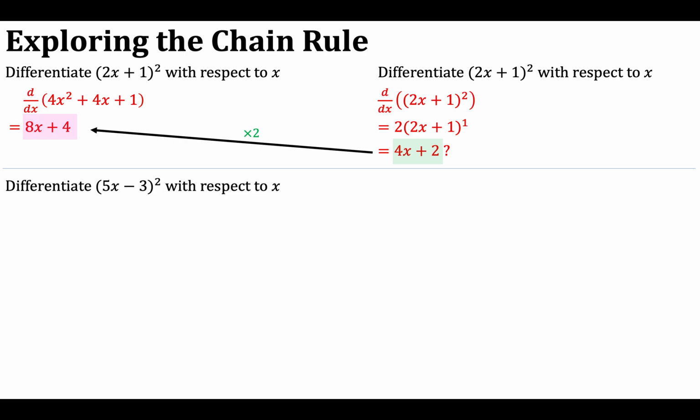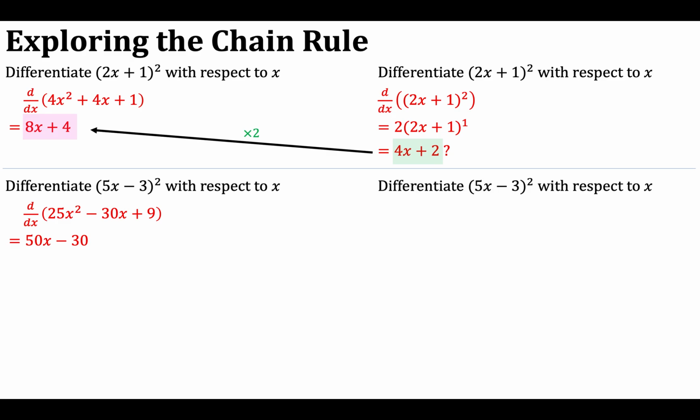So very similar, we'll differentiate 5x minus 3 all squared with respect to x. Expanding will give us 25x squared minus 30x plus 9, and then differentiating each term would give us 50x minus 30. Now again, what if we differentiate the bracket squared? The bracket squared differentiated is 2 times the bracket. We can expand that to get 10x minus 6.